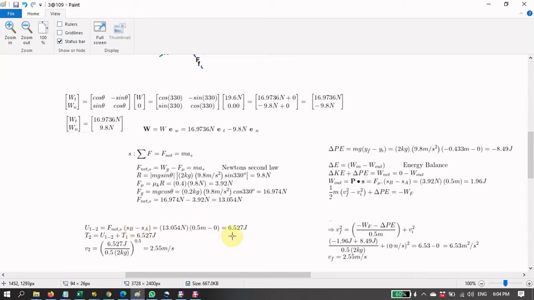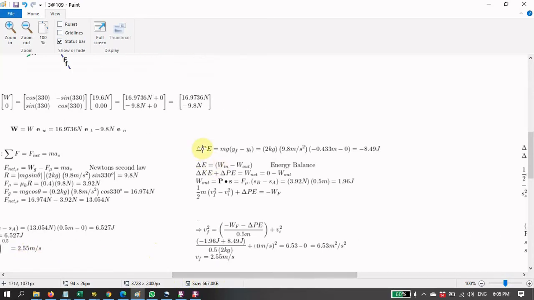We get about 6.5 joule, and we can calculate the kinetic energy at B. The book used 2 as the final position, and this is the work done by the external forces and the body forces plus the kinetic energy at A. So here we can get the velocity of the particle at B, which is 2.55 meter per second.